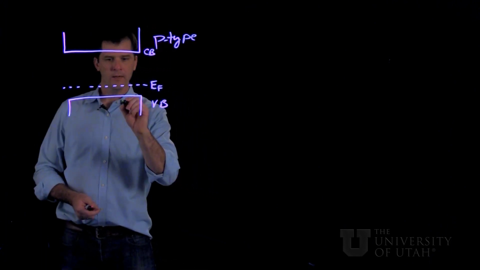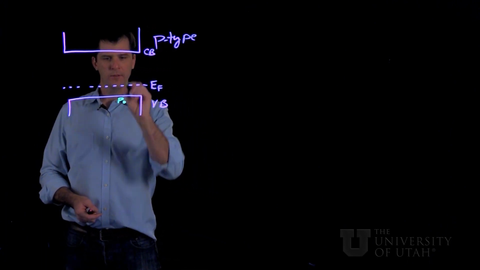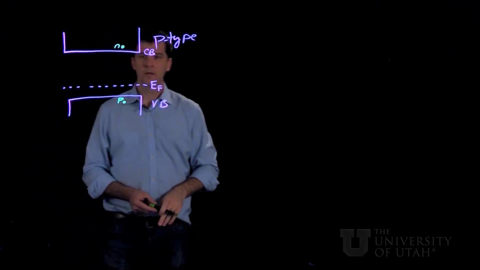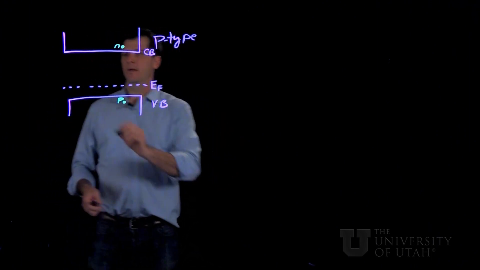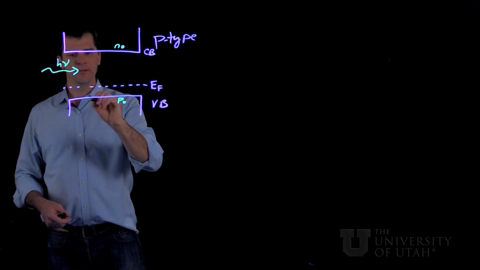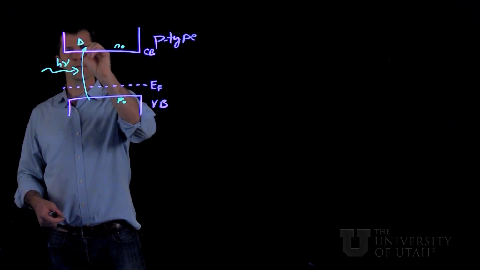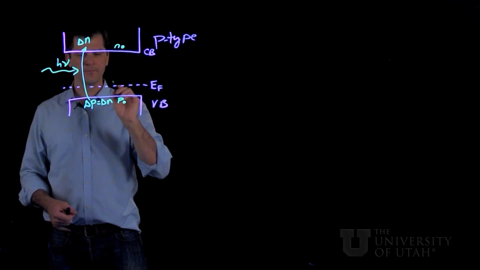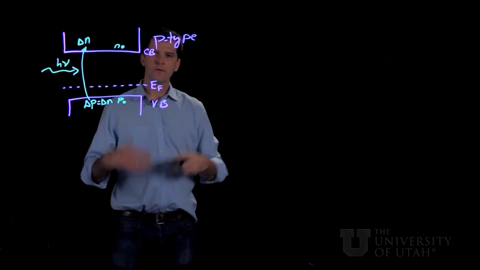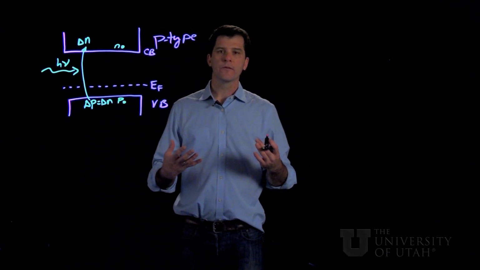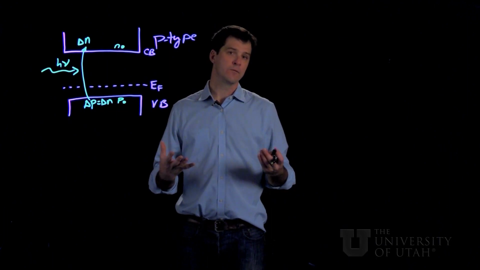And we have p naught and n naught. And then let's come in with some light, for example, and generate some delta n and delta p. So it turns out that the Fermi level can only describe a situation of thermal equilibrium.